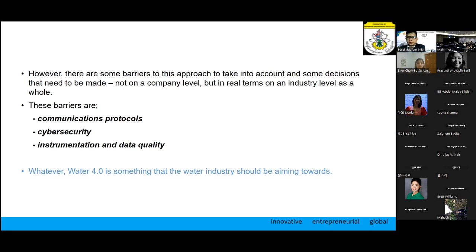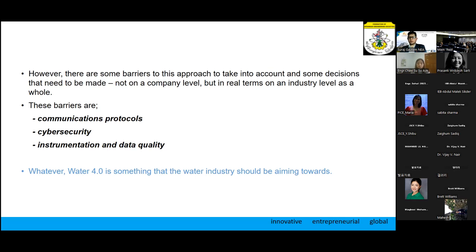And the third is instrumentation and data quality. This is an end-to-end data risk information priority. The water industry has a vast number of instruments which produce a vast amount of data that gives no actionable intelligence, and in reality we need to move toward an era of simply information richness.